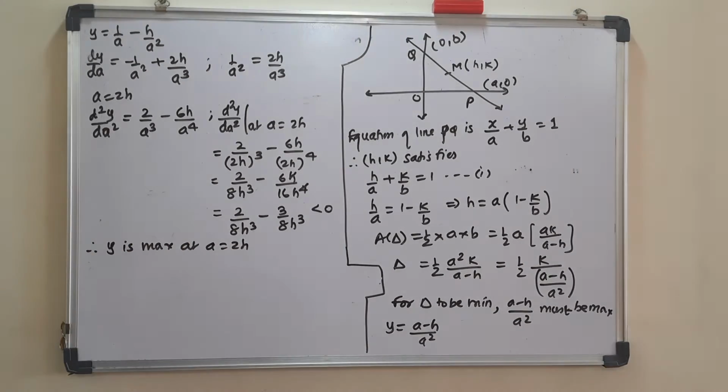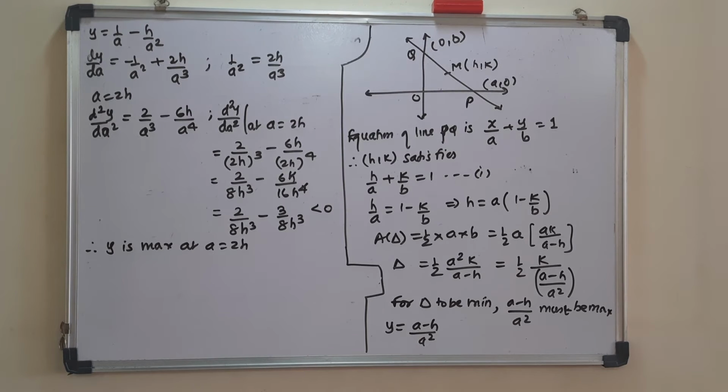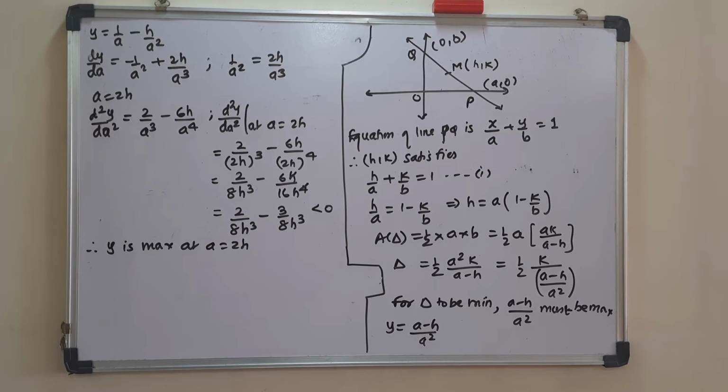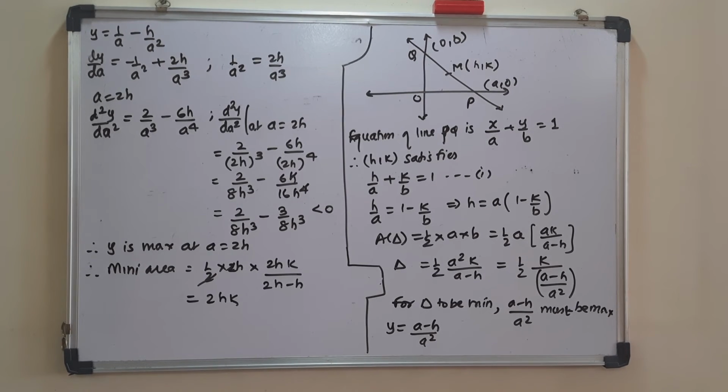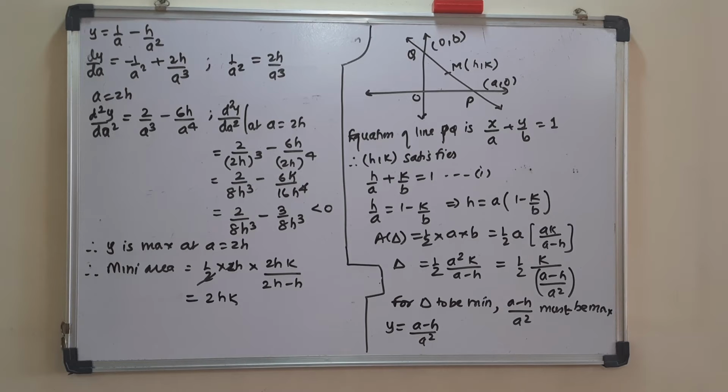Means when I get a is equal to 2h, your function becomes maximum. And if y is going to become maximum, then the area of triangle will be minimum. So the minimum area obviously will be 2hk. Okay, so this is the problem which we have solved not by finding the first derivative, but we have used that concept.